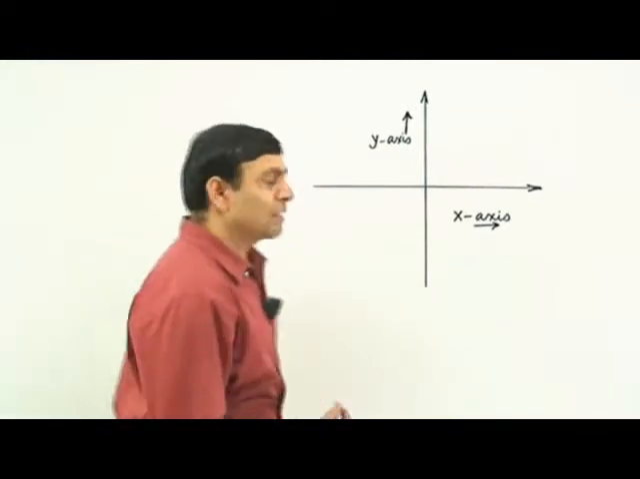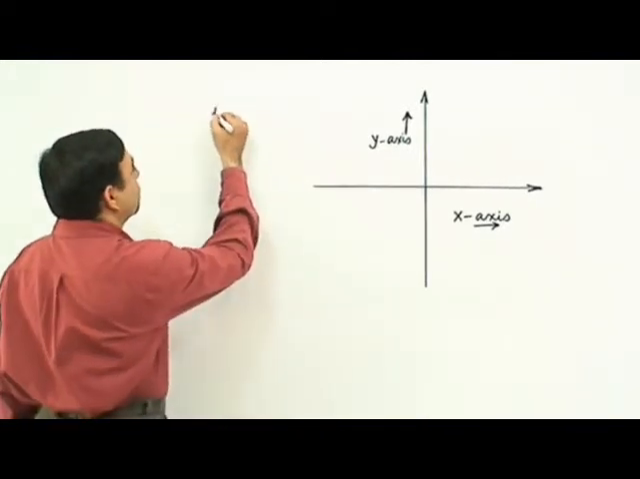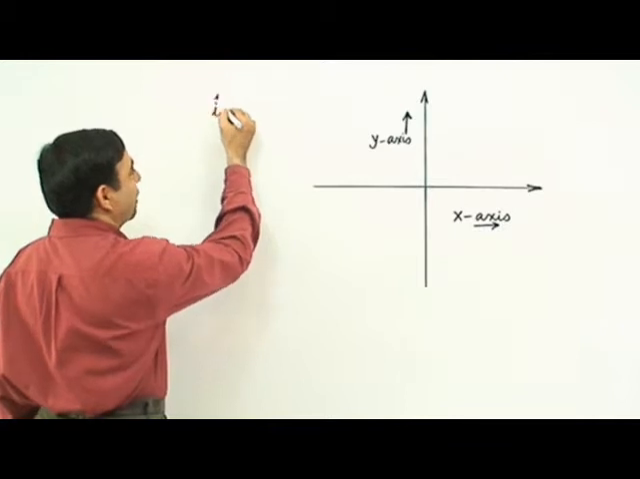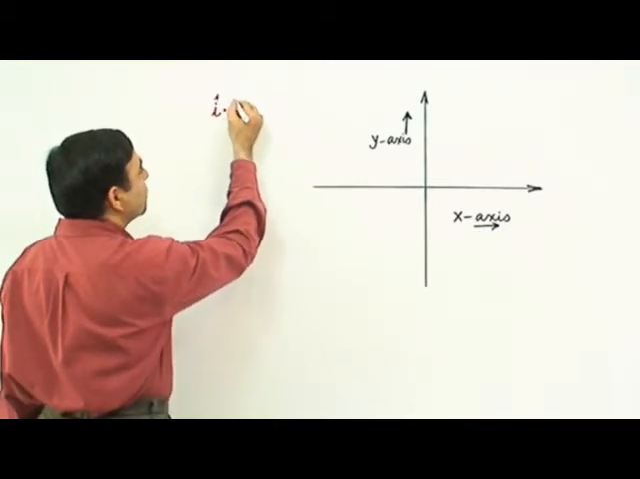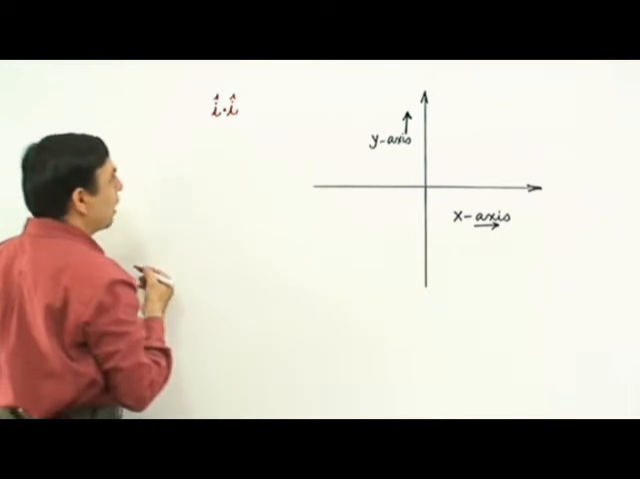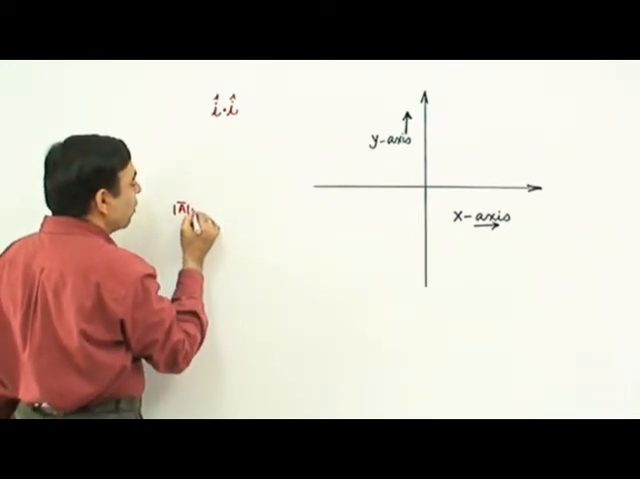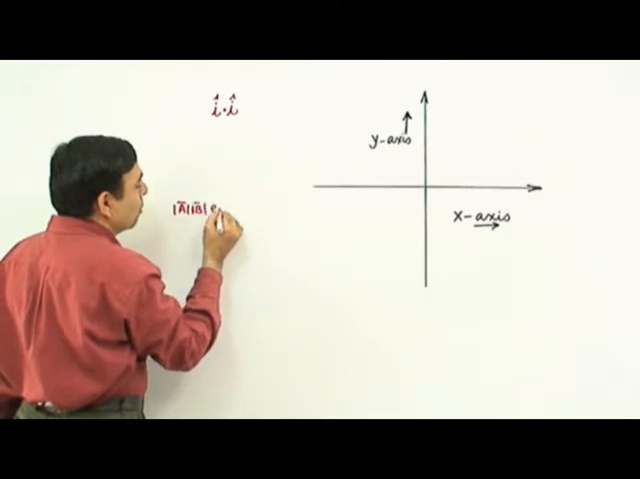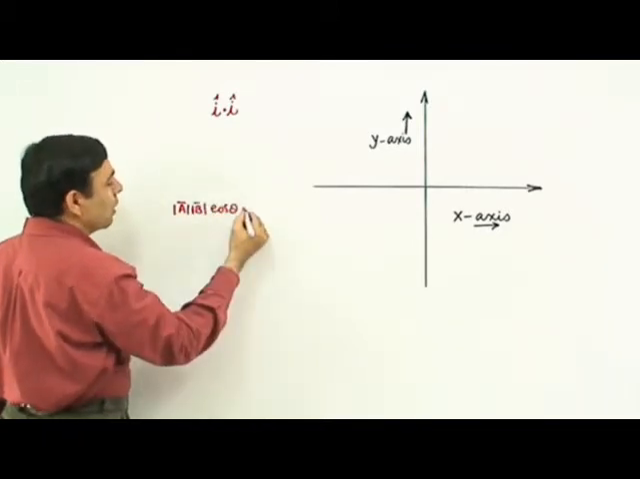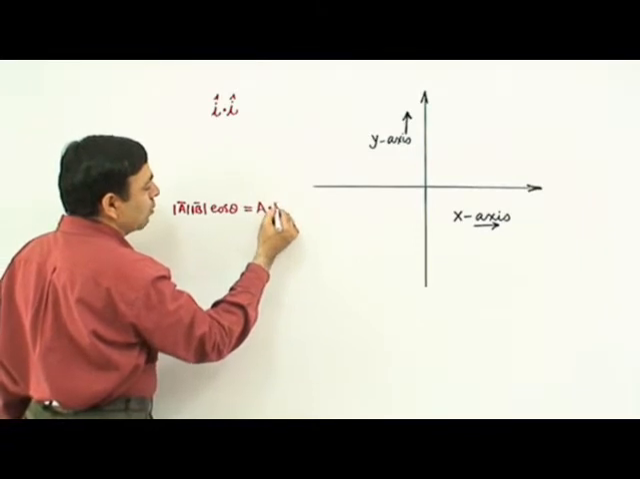Hello friends, let us now take the dot product and cross product of unit vectors i, j and k. First, let us see the dot product of i and i, meaning i dot i. You all know A dot B is mod A mod B cos theta, where theta is the angle between A and B. This is A dot B.